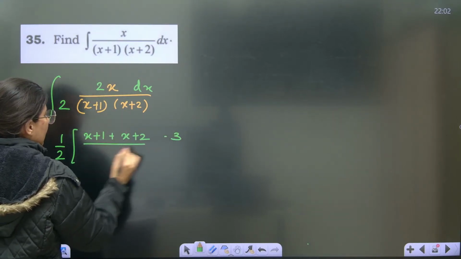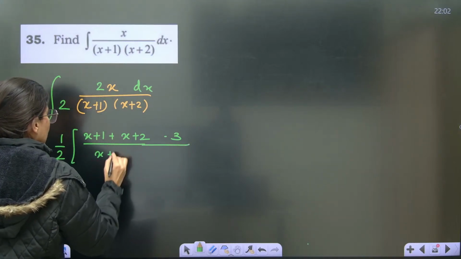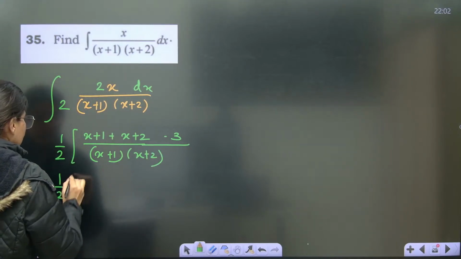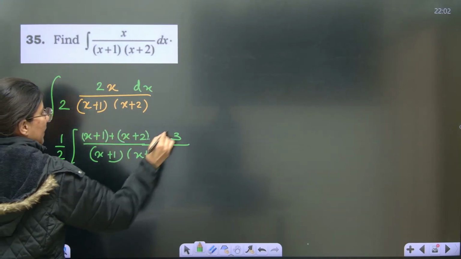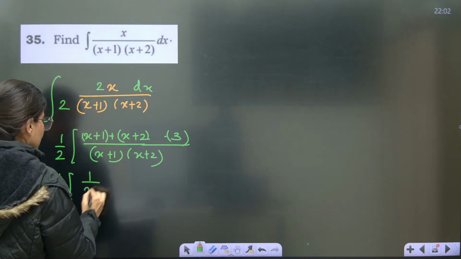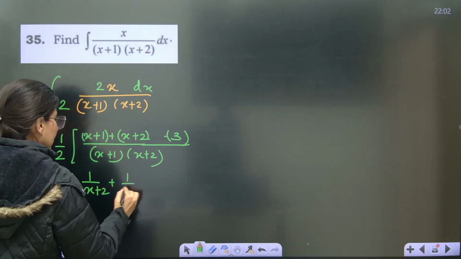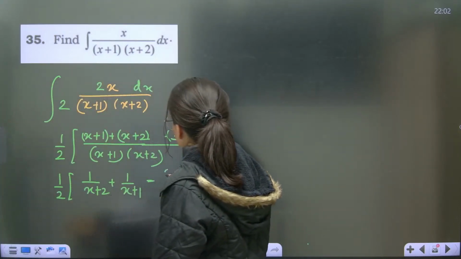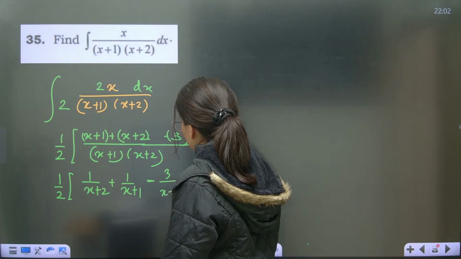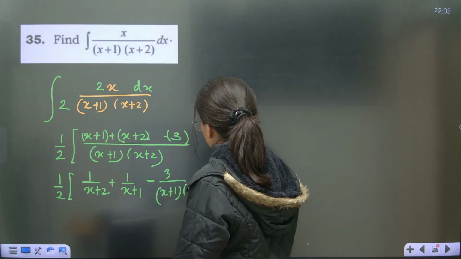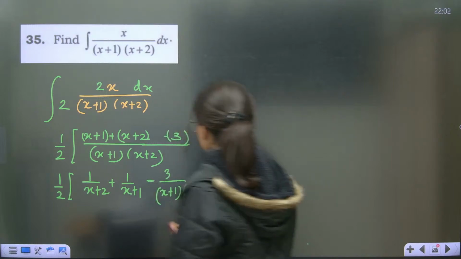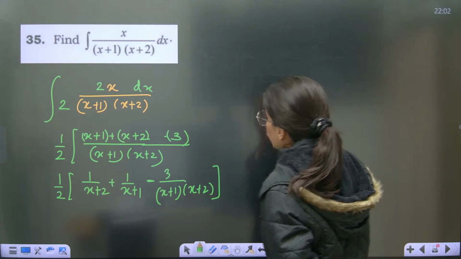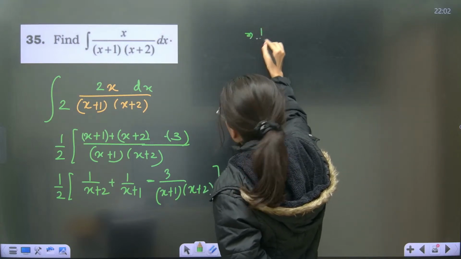And over here we are having x plus 1, x plus 2. Okay. So 1 by 2. If you just separate out, you will get what? 1 upon x plus 2 plus 1 upon x plus 1 minus 3 upon x plus 1, x plus 2. Correct? Getting it? Yes, can I do that? By partial fraction, yes. So now this is going to become 1 by 2.